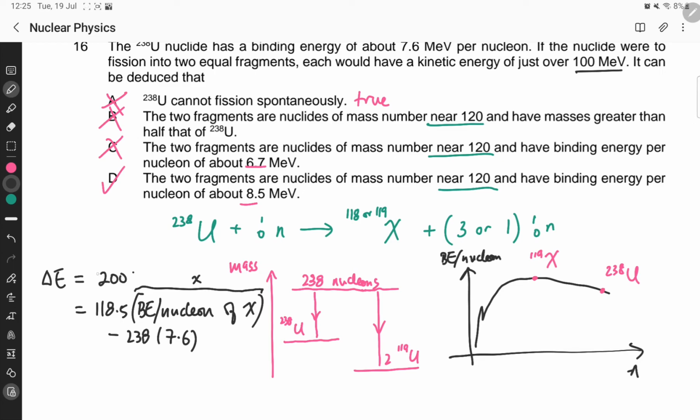Let's call this quantity small x. So you have 118.5, and you need to multiply by 2. So 2 times 118.5 times small x, minus 238 times 7.6, equals 200. Solving this equation for x, you'll get x is roughly 8.5 MeV. But that's unnecessary. I'm just showing you how to do it if you need to do it.